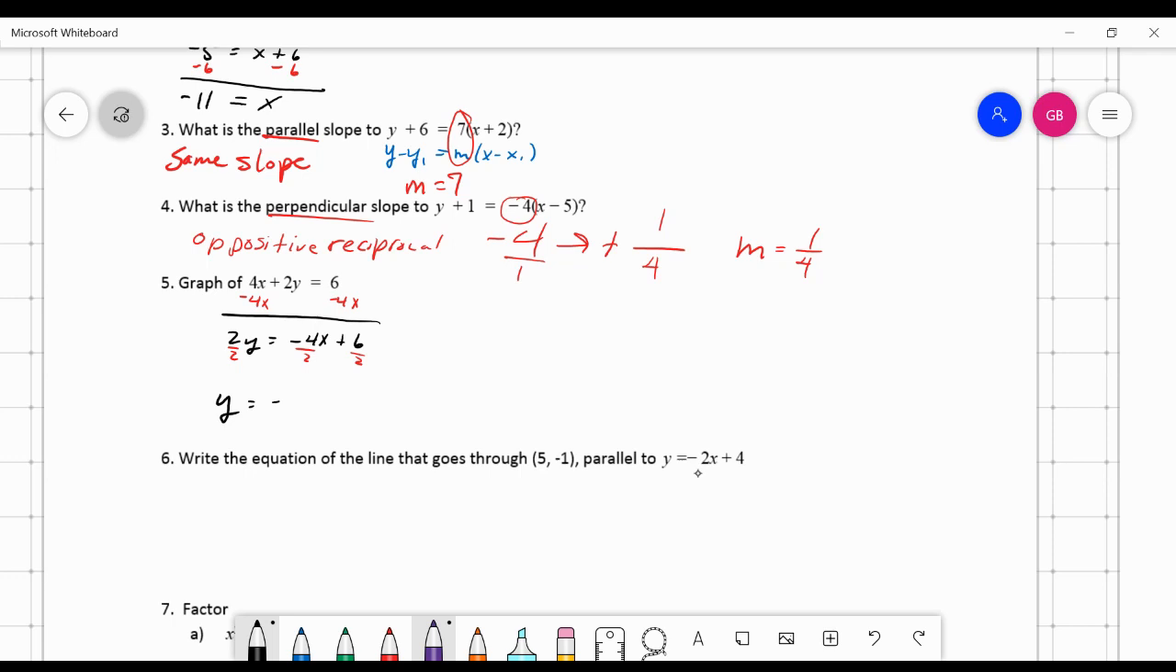So y is equal to negative 2x plus 3. Okay, so now it's in the form y equals mx plus b. So it's easier to graph. The y-intercept is 3, and then the slope is negative 2. So I'm just going to sketch a graph here.